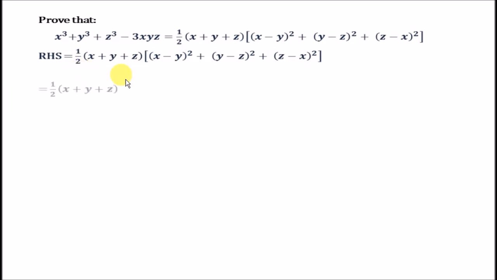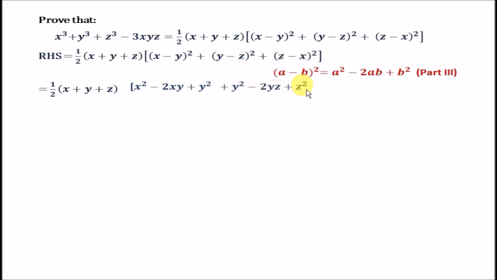Moving on, half into x plus y plus z. Now the quantities inside the square bracket are in the form of a minus b whole square. Remember, we have already done it in part 3 of the series, that a minus b whole square equals a square minus 2ab plus b square. So we can express x minus y whole square as x square minus 2xy plus y square. Similarly, y minus z whole square as y square minus 2yz plus z square. And finally, z minus x whole square as z square minus 2zx plus x square.